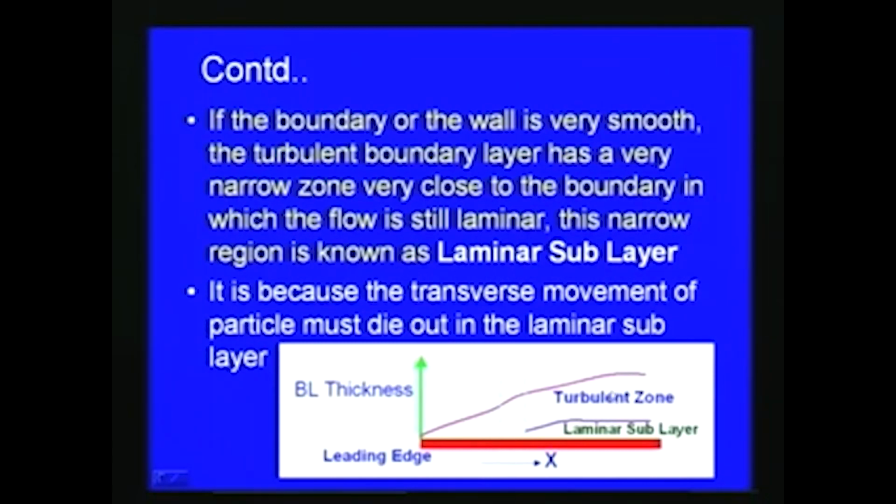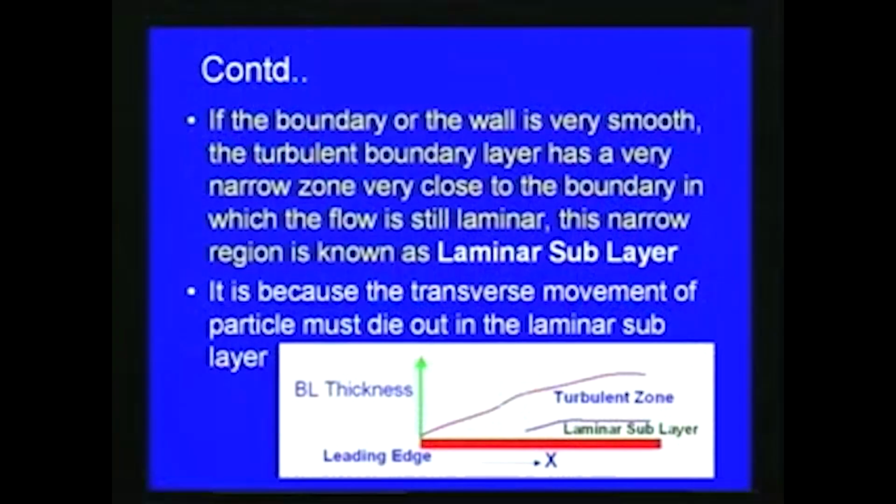So, even in the case where the boundary layer is turbulent, if we consider a flat plate as we discussed earlier, even after some time the boundary layer can be turbulent, but just very close to the boundary layer, especially if the plate is very smooth, you can see that there will be a narrow layer where the boundary layer is still laminar. So, this is called a laminar sublayer.